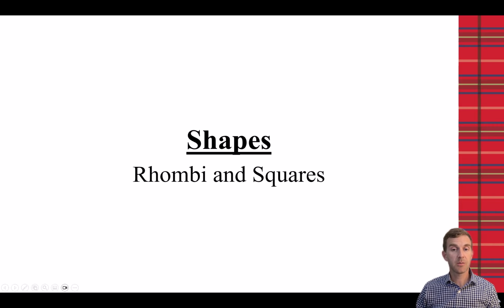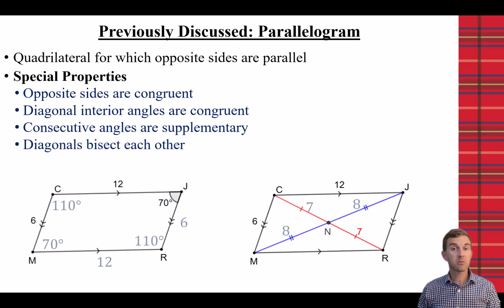In this video, we'll discuss rhombi and squares. Now, previously we discussed the parallelogram, which is a specialized quadrilateral where the opposite sides are parallel and congruent, and we know the diagonal interior angles are also congruent, and then if we construct the diagonals, they will bisect each other inside the parallelogram. We also discussed the specialized parallelogram of a rectangle, which has 4 right angles.